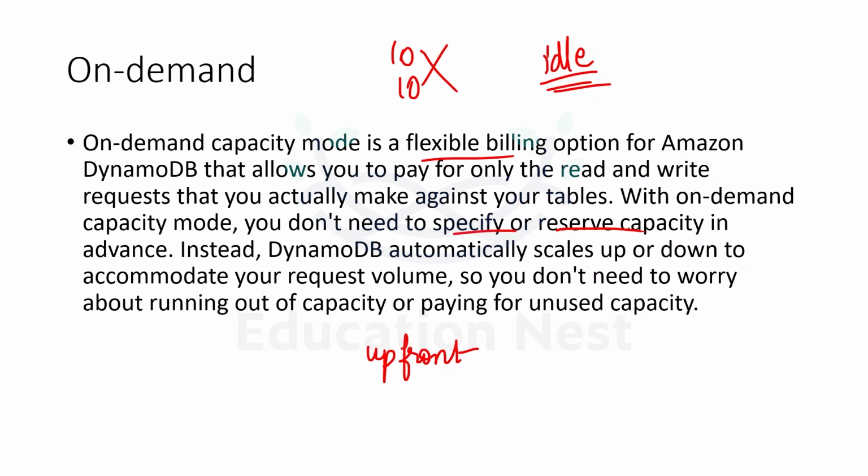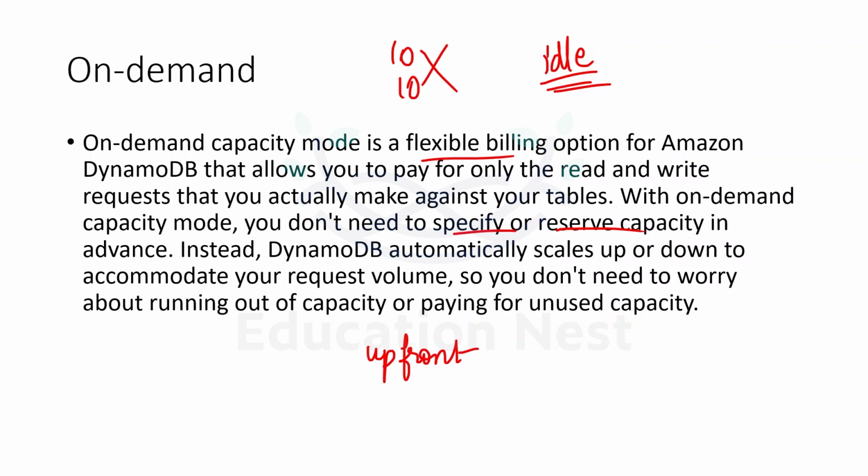So overall, on-demand capacity mode can be a cost-effective, flexible option for many DynamoDB workloads, especially those which have unpredictable or spiky traffic. It may not be the best choice for applications which require consistent traffic volumes or strict performance requirements, or where I want to understand that this much of a bill I would be getting monthly. So here the bill would be changing according to the requests that we are getting. If I want a predictable bill, then this would not be a good option for me.